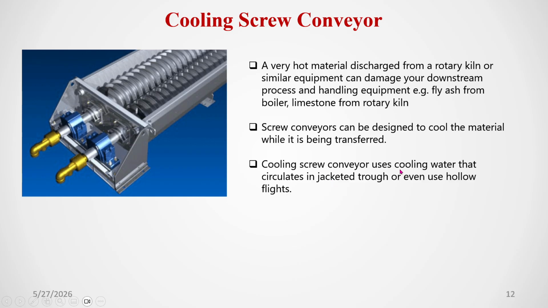The cooling screw conveyor uses cooling water that circulates on the jacket and trough, or even uses hollow plates, so it will be cooled. While material is dropped here and passes through, it will be cooled because cooling water is passing through this. And these are the two bearing houses that hold the screw.